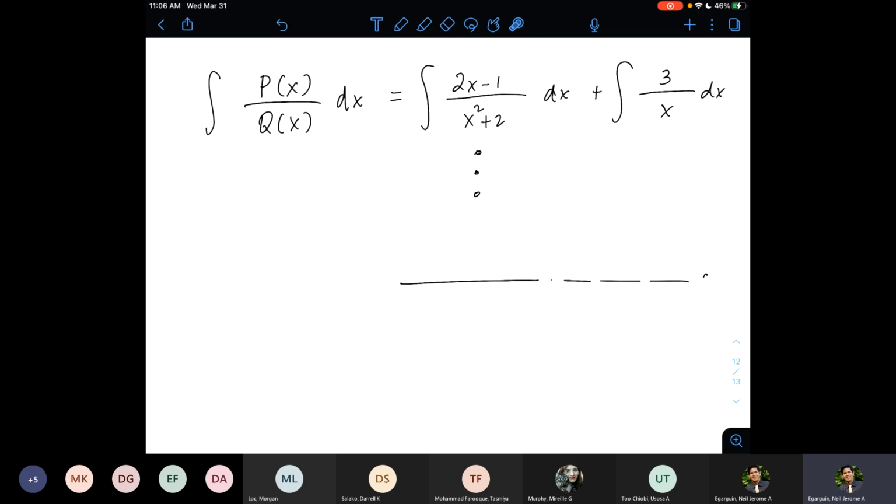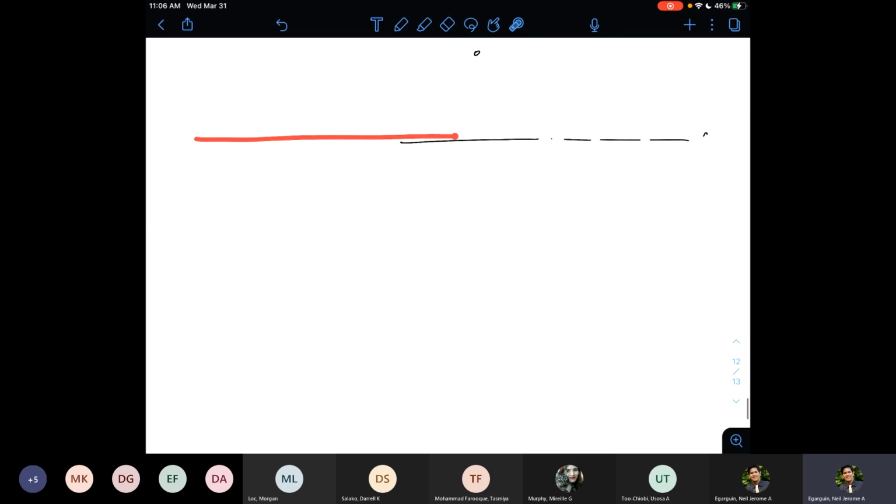And then some for the trig sub part. There's a trigonometric substitution, so you have to integrate some function.